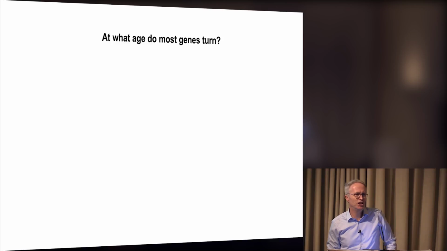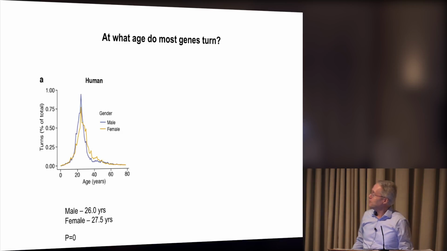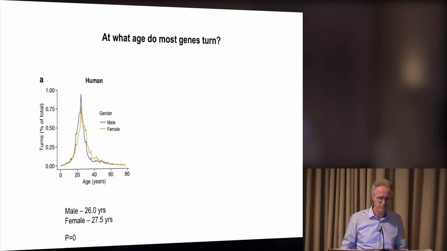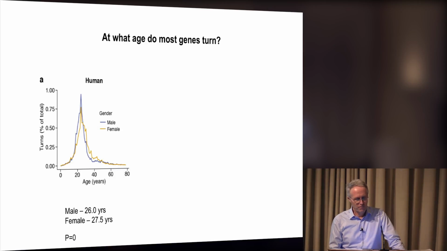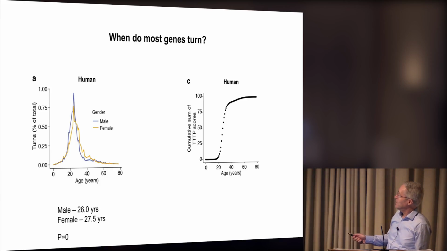When do most genes turn? Would anybody like to hazard a guess? 17. Well, here's the graph. Can you see the peak? Males 26, females 27. Highly statistically significant and statistically significantly different. So here's just another way to look at that, a cumulative plot here, and see lots of changes in this young adulthood that are going on here.